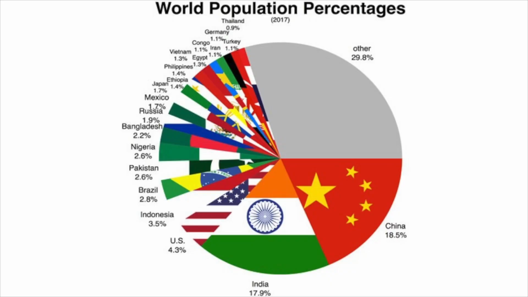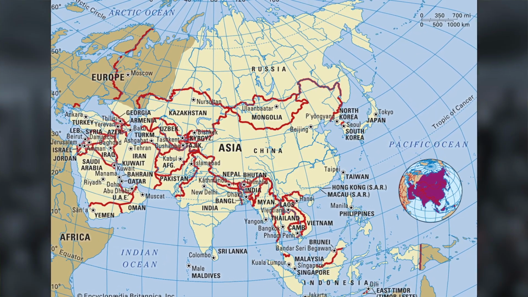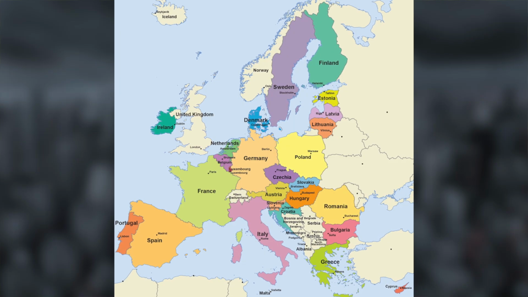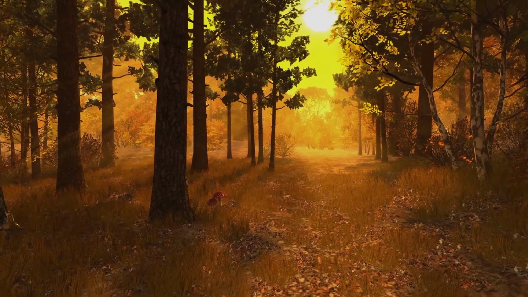The 10 most populous countries of the world are, in order, China, India, US, Indonesia, Brazil, Pakistan, Russia, Bangladesh, Japan and Nigeria. They make up nearly 60% of the world's population. 6 of these 10 countries are in Asia. No individual country of Europe is among the 10 most populous countries of the world.